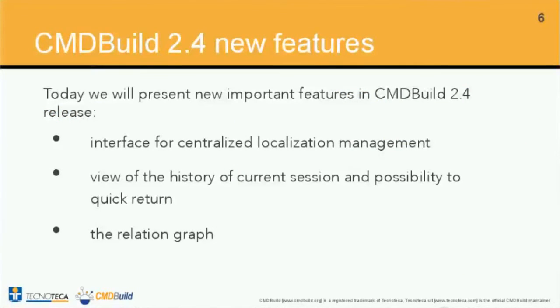Okay, so today we will present new important features of the CMDBuild 2.4 release. I will go through three of the most important features, which are the interface for centralized localization, so translation management. It really made the localization process much easier, and you will see it in a few minutes. Then we will go through another important feature, which is the view of the history of the current session, and the possibility to quickly return to one of, for example, the labels you visited.